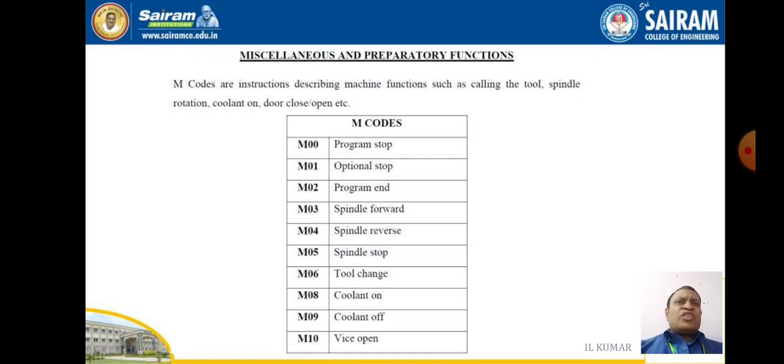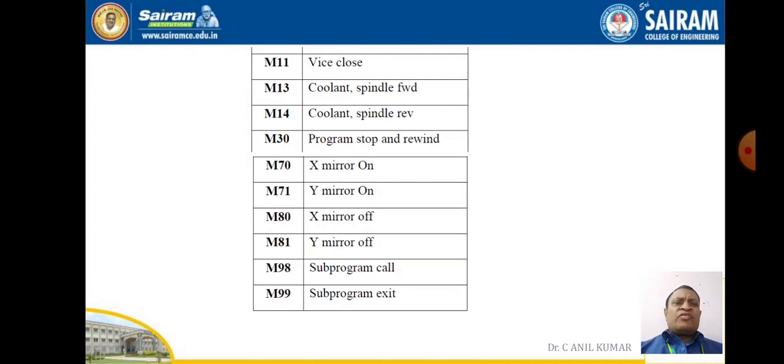Even here, while doing the tool change, the type of tool to be selected has to be specified. M08 refers to coolant on. M09 refers to coolant off. M10 refers to vice open, and M11 refers to vice close. M13 refers to coolant and spindle forward, and M14 refers to coolant and spindle reverse. M30 is for program stop and rewind.